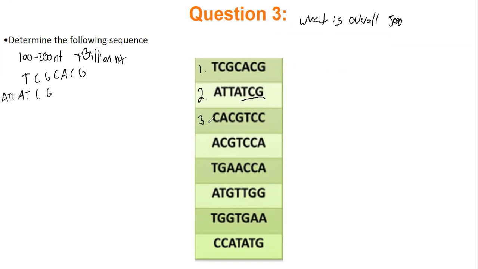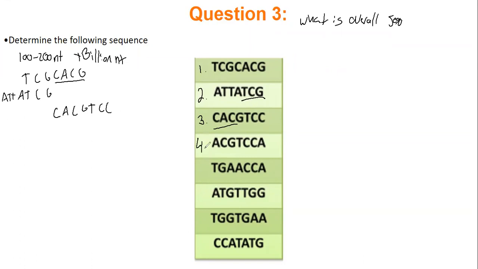Right? Now, sequence three, is there any overlap with the two sequences I have lined up so far? There is. We have CACG and CACG. So I'm going to line that up as well. CACG, TCC. Then you just move on.